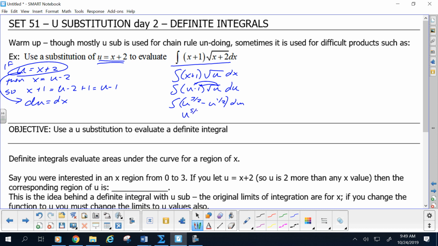U to the 5 halves, over 5 halves, or 2/5, I heard. Do you agree you raise the power by 1 and divide by the new power? U to the what? Isn't that the derivative? Wait, am I breaking math? You're taking a derivative rather than an antiderivative. Don't you go up by 1? But oh, you mean, do I break math if I subtract those two? Oh, yeah, you can't do that.